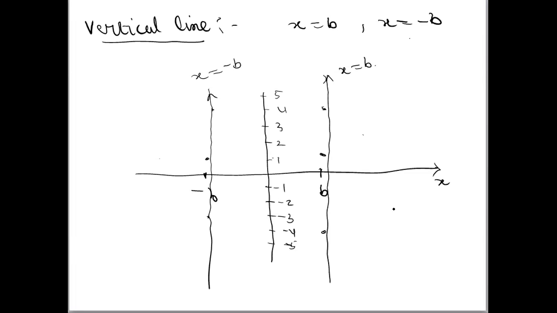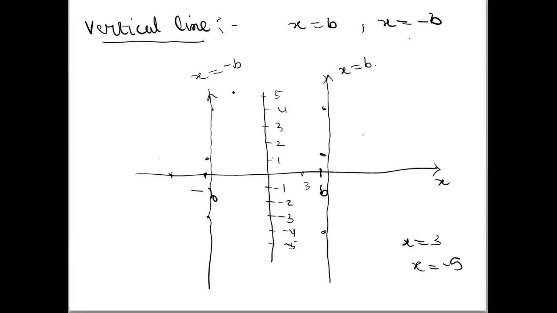So if you have to draw any line, say x is equal to 3, x is equal to -5, you will draw x is equal to 3, here at 3, and you will draw a line. x is equal to -5 and you will draw a line, and these lines are called vertical lines.